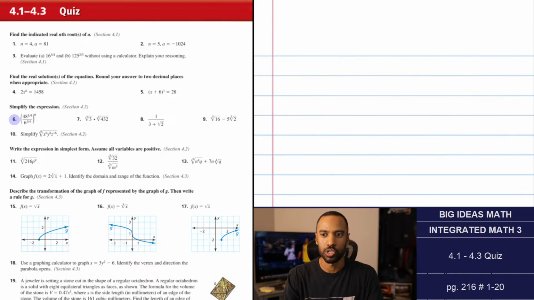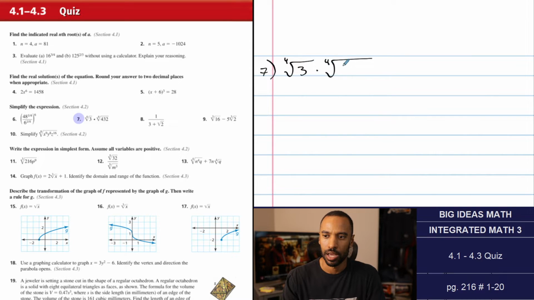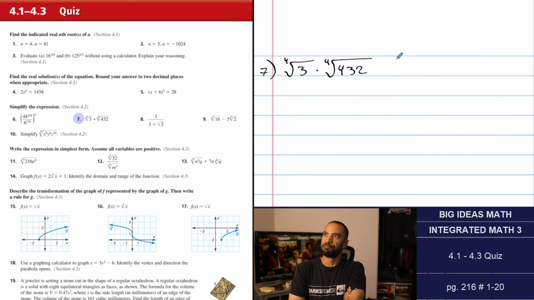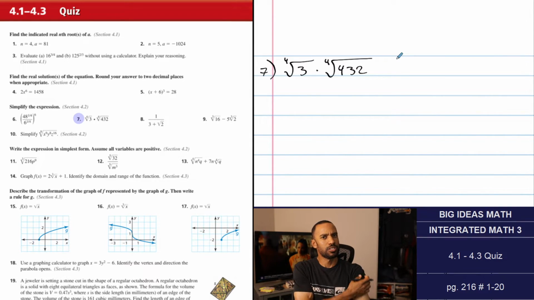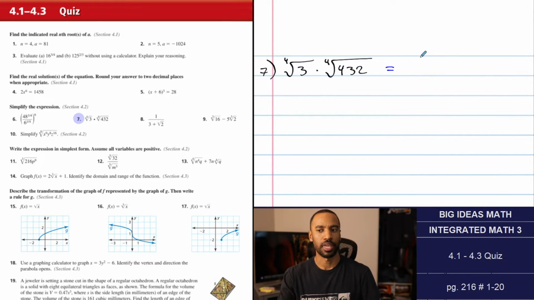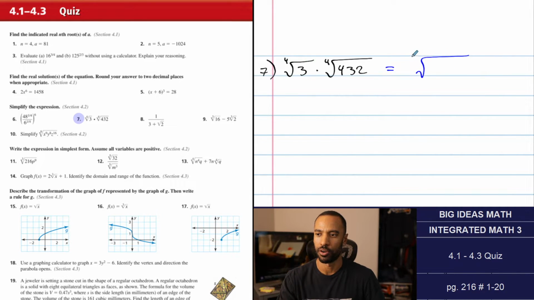Okay, let's jump to number 7. On number 7, we have the 4th root of 3 times the 4th root of 432. The only reason I pause is because there are multiple ways to do this one as well. You could multiply these two and get them under one radical, right? You can do 3 times 432, giving the 4th root of 1296.